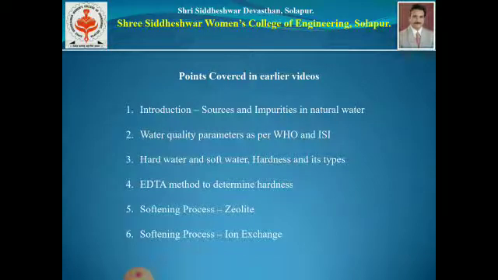In our previous 6 videos, we have discussed the introduction, sources and various impurities present in natural water, then water quality parameters as per WHO and ISI standards. Then we discussed hard water and soft water, hardness as an important quality parameter and its types as temporary hardness and permanent hardness. Then we discussed the method to determine the hardness experimentally by the EDTA method.